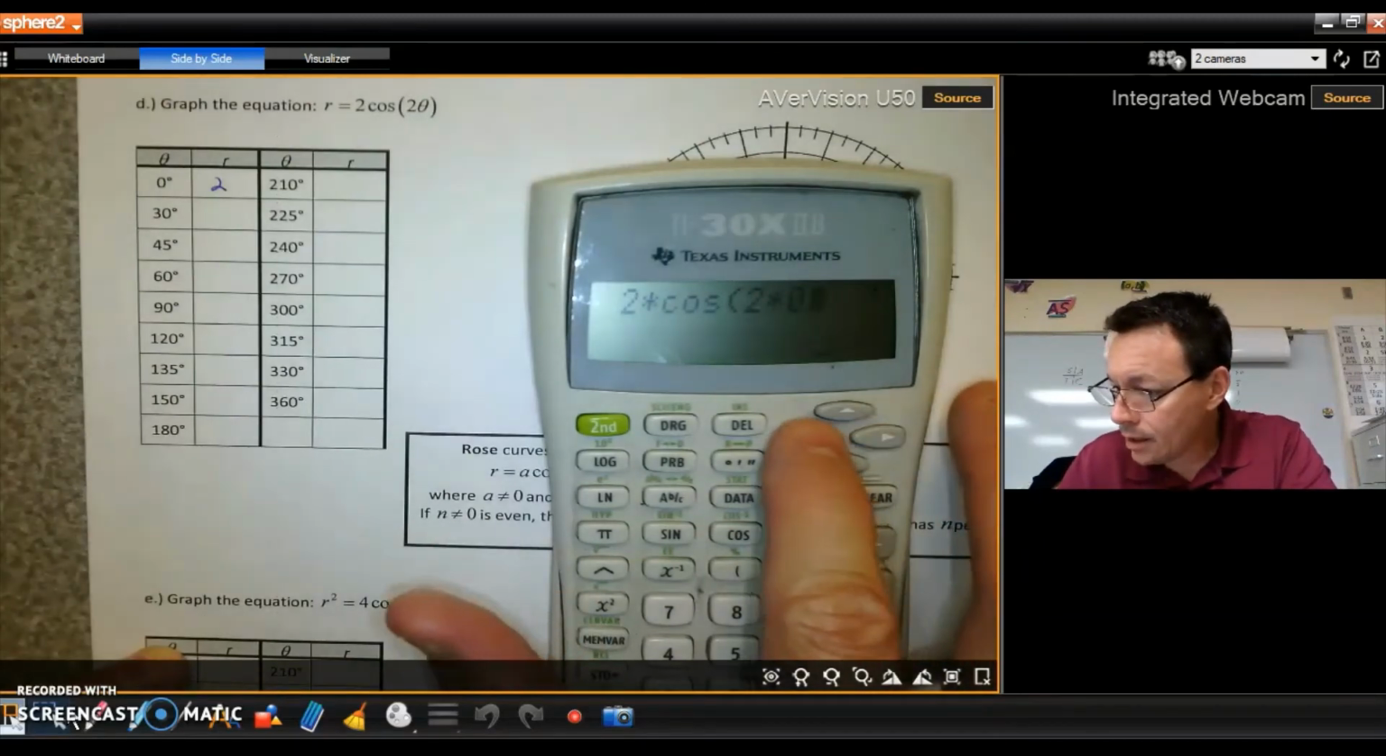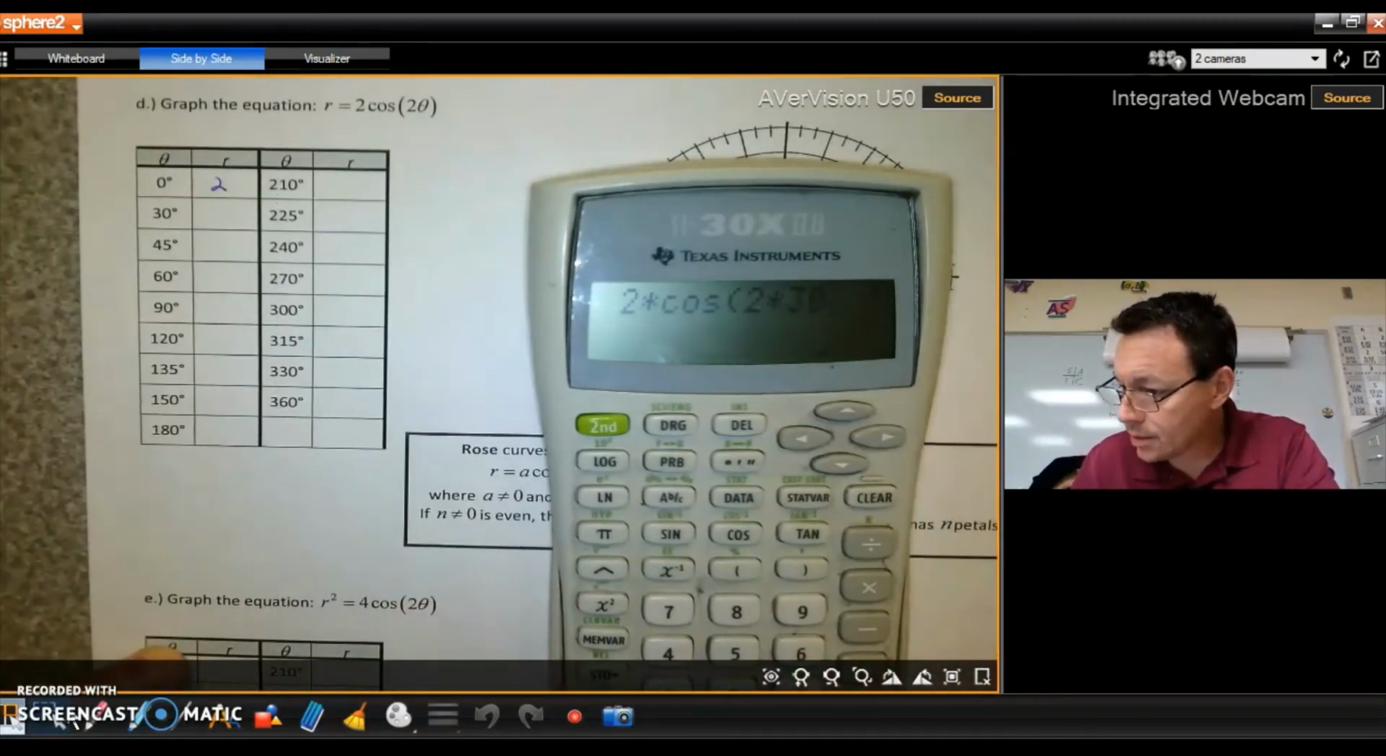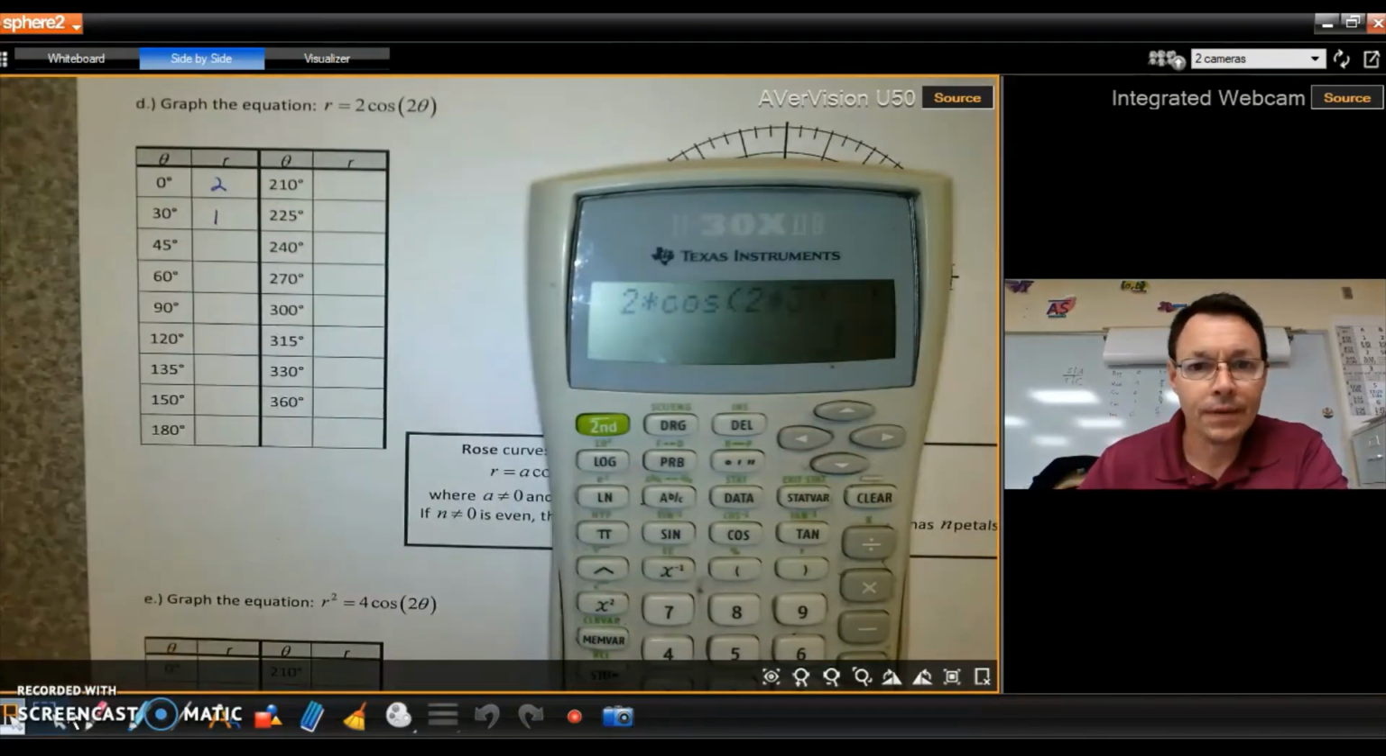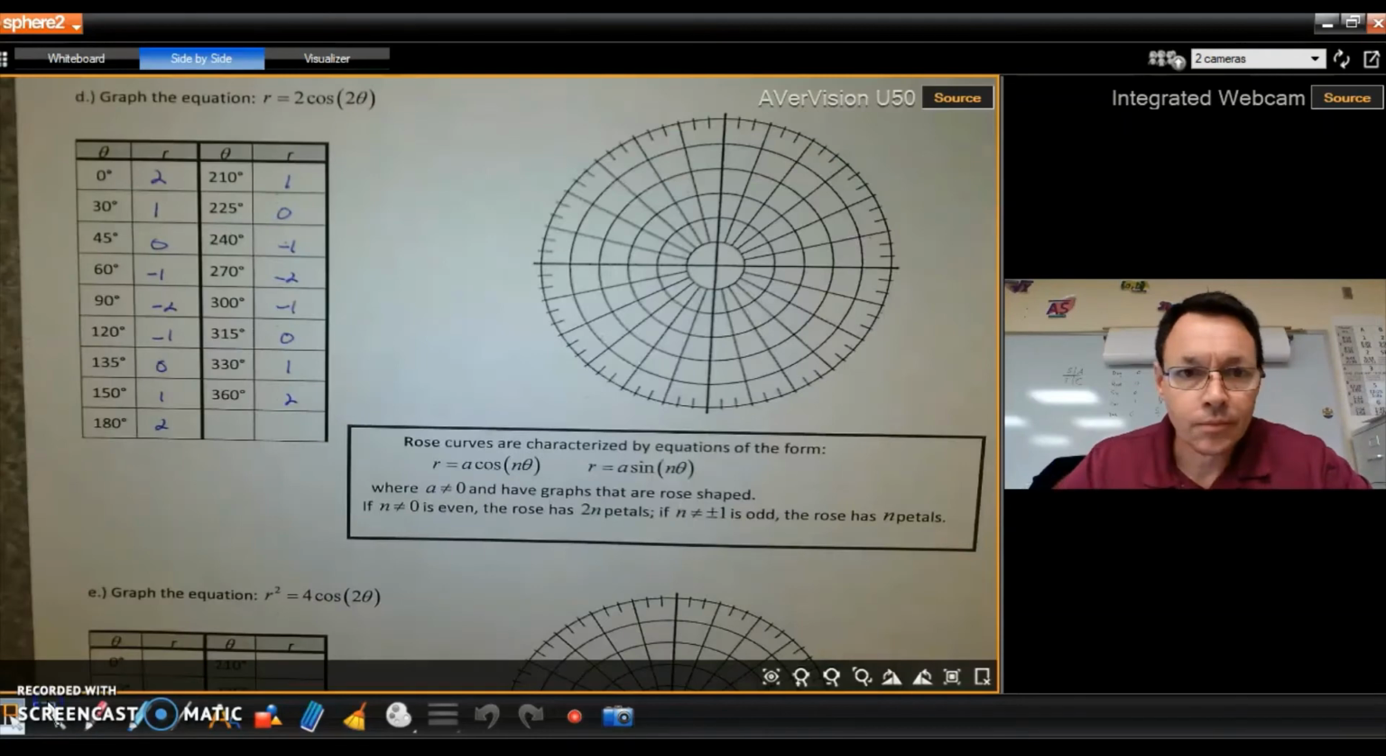And then again, you can go up and you can change that 0 to a 30. You'll get a 1, and then you can keep going. Okay, so finish out that table. Press pause, finish out the table real quick. All right, so check your table with my table. Make sure your numbers are the same. And then let's go and try to graph this.